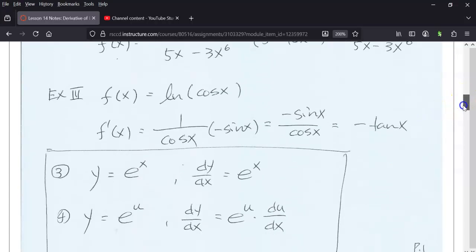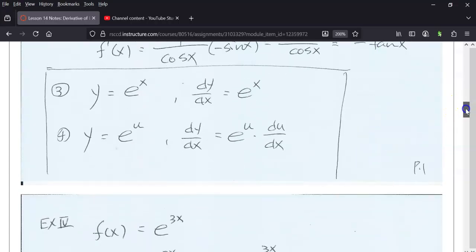Now we can apply that to trigonometry as well. Example 3: when f of x equals ln of cosine x, then the derivative will be 1 over cosine x. Then take the derivative of the cosine x, which is negative sine x. That equals negative sine x over cosine x. And we know negative sine over cosine is negative tangent, so the final answer is negative tangent x.